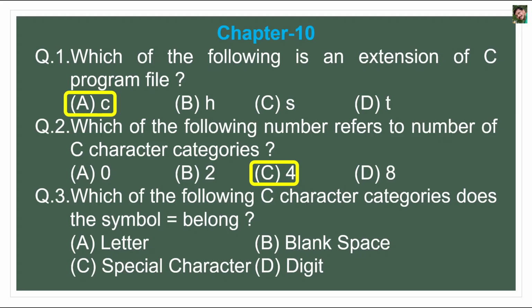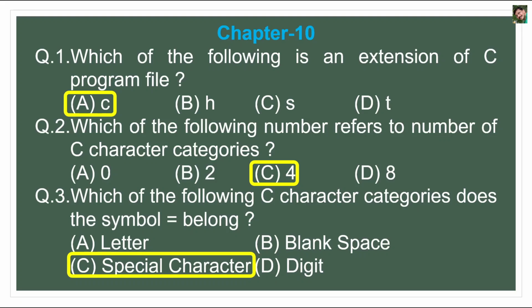Question number 3. Which of the following C character categories does the symbol equal to belong to? Now we saw that there are 4 categories of C characters. Now, equal to belongs to which of these? Whether it belongs to letter, whether it is a blank space, whether it is a special character, or whether it is a digit. So it is obviously a special character category.